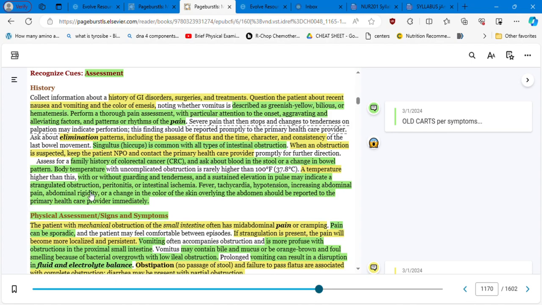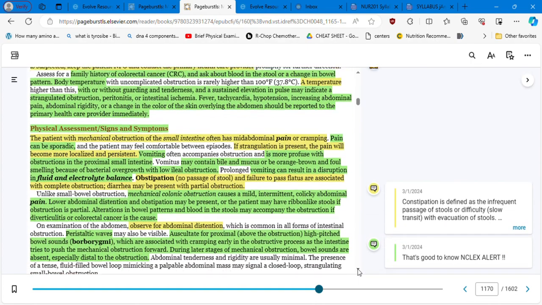pain, abdominal rigidity, or a change in the color of the skin overlying the abdomen should be reported to the PCP immediately. So basically, if you find a patient with a temperature, immediately you do all your other assessment. You take your vitals, a complete, full set of vitals, your blood pressure, your heart rate. I will even do my pulse ox.